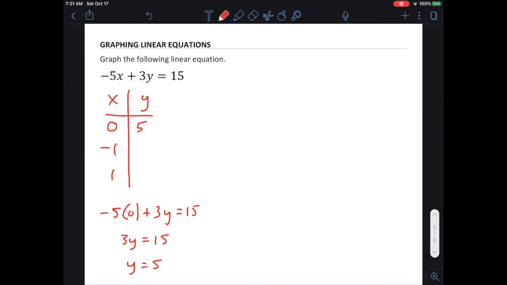The next one, we have -1. So we're going to plug in -1 for x. So we have -5 times -1 plus 3y equals 15. My handwriting is a little sloppy here. So -5 times -1 is +5. And then we're going to subtract 5 from both sides, so we end up with 3y equals 10. And then we divide by 3, so y is equal to 10/3, which is a fraction.